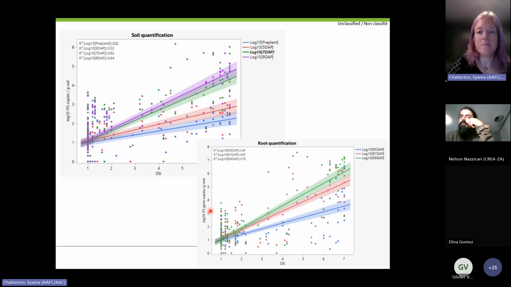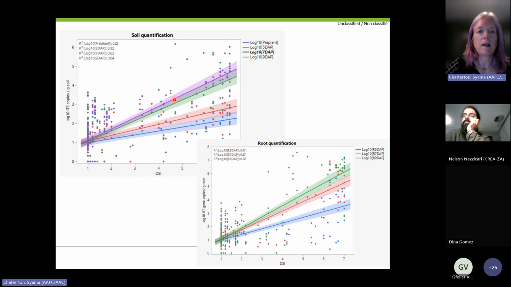And so this is a bit complicated, what we found. I'll try to walk you through it. So again, we have our ITS copies here and our disease severity along the axis here. And this is for soil quantification. What we found is with the pre-plant soils in the blue line here, very poor quantification, a fairly low R-squared value of 0.22.